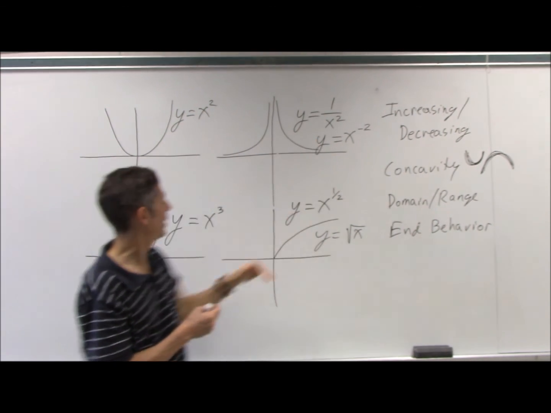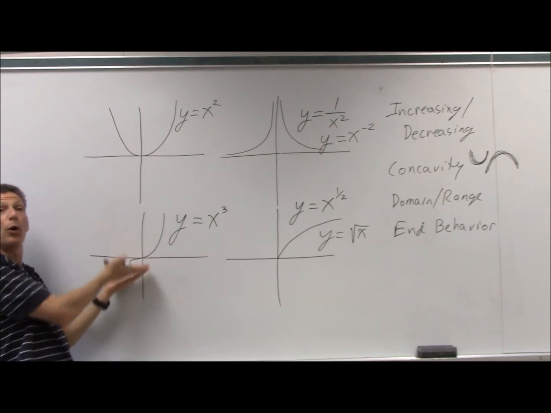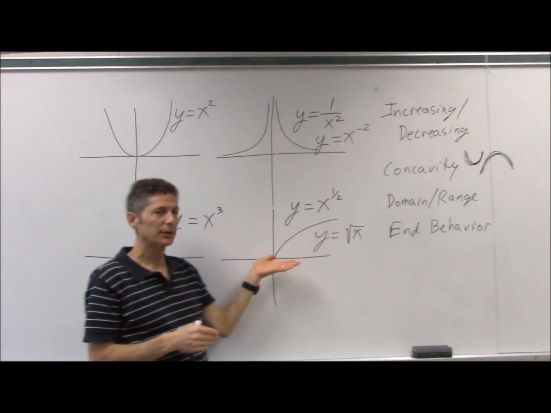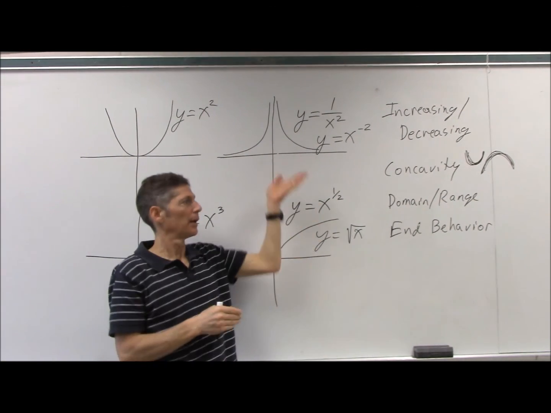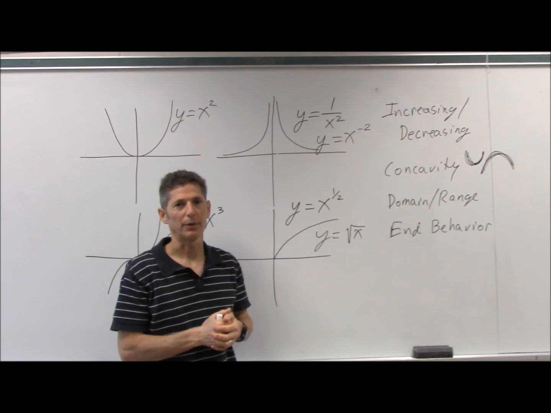Exactly right. That range would be all reals. Every y goes up and down forever, of course. So all y's greater than or equal to 0 would be the range for that square root. Right. Should I go for it?